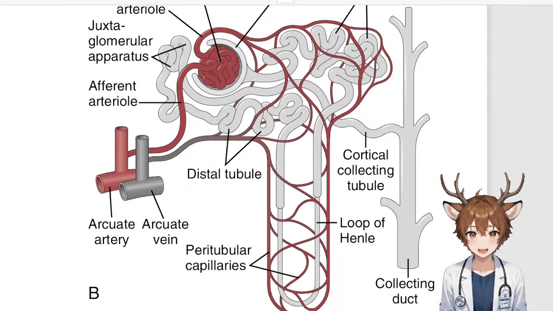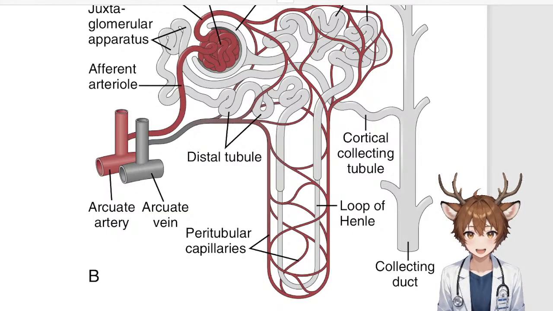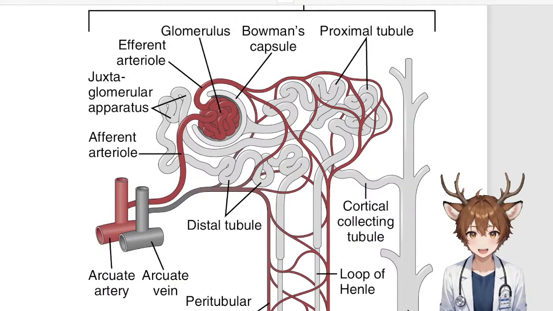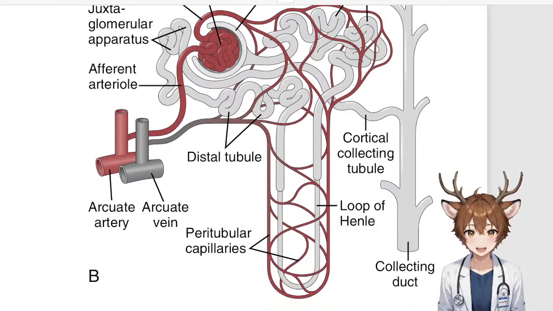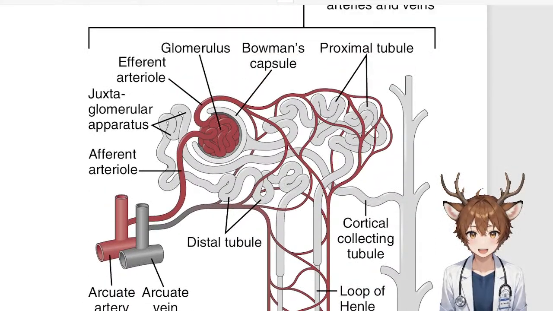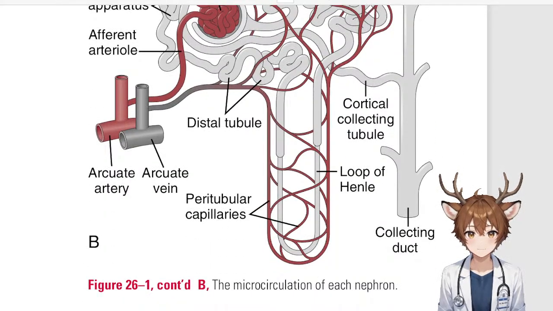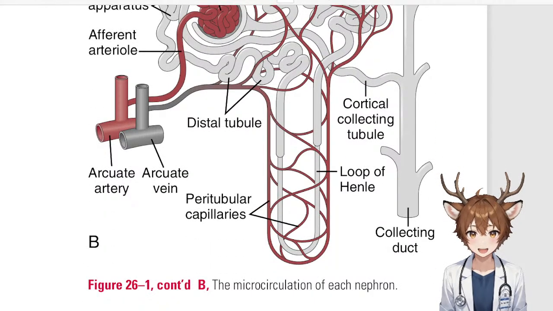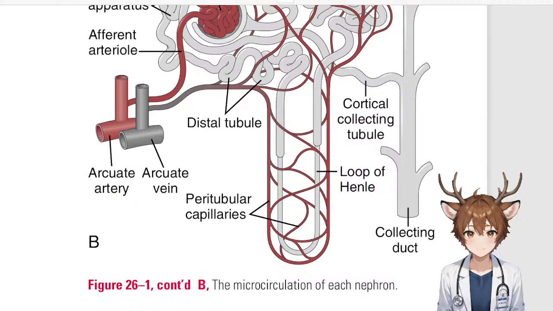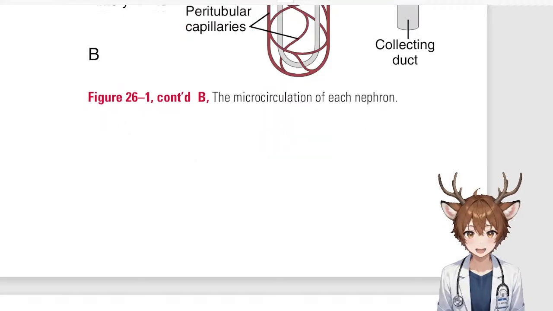But you can see, obviously, the descending and ascending parts of the loop of Henle. You can see the proximal convoluted tubule. You can see, of course, the collecting duct where it ends. And of course, this upper part here is going to be in the cortex, and the lower part here, I believe both the collecting duct itself as well as the lower part of the loop of Henle, is going to be in the medullary region. And it just shows here the micturition of each nephron.